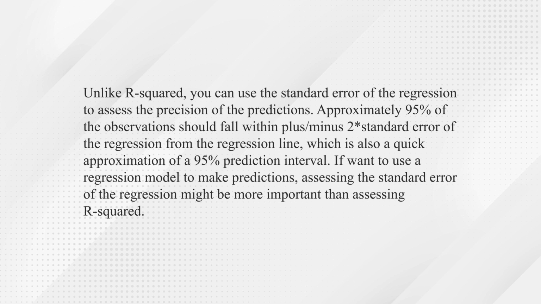Approximately 95% of the observations should fall within plus or minus 2 standard errors of the regression from the regression line, which is also a quick approximation of a 95% prediction interval. So if we want to use a regression model to make predictions, assessing the standard error of the regression might be more important than assessing R squared.